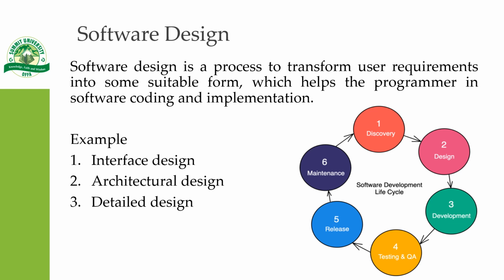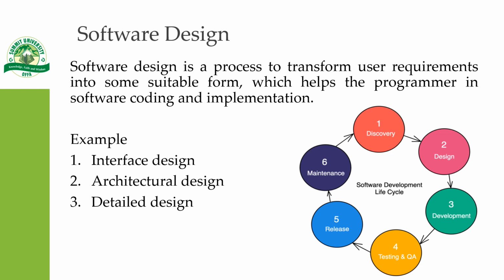So, an example of this design stage, or categories that you can classify this design stage into, is the interface design. That is something like sketching out, mapping out how you want the software to look, how many pages or how many user interfaces they are going to have itself.